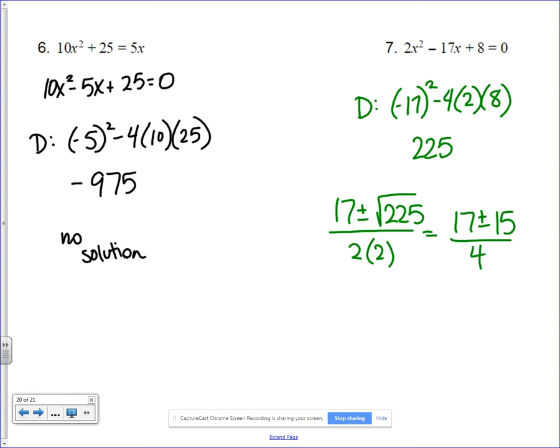You guys look great up to there, right? Any issues? All right, 17 plus 15 divided by 4, 8. 17 minus 15, 2 divided by 4, 0.5 or a half. Either way is good. Questions for me? You sure? Yeah? Okay, let's get you some homework here.